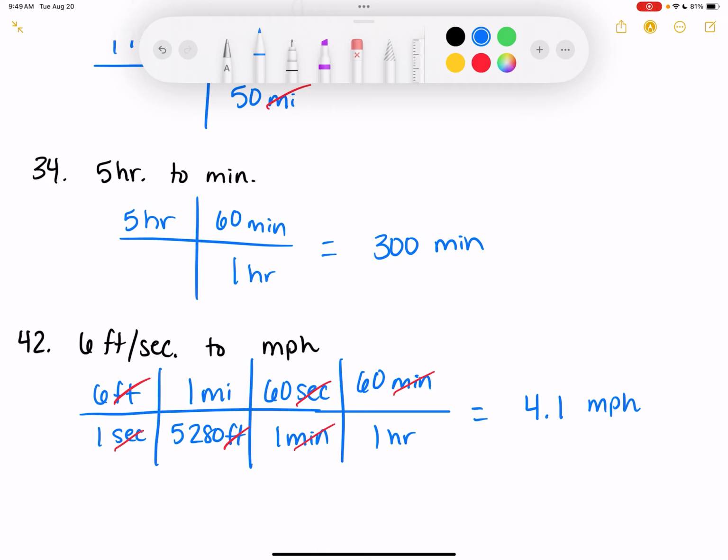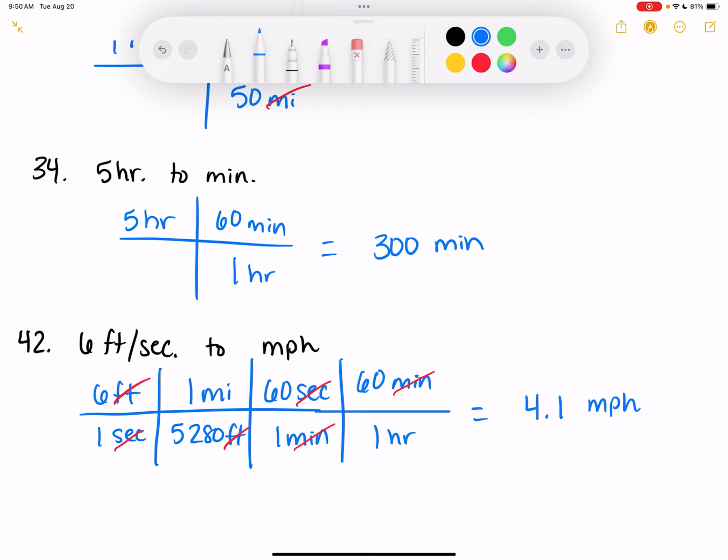So you do 6 times 60 times 60, and then divided by 5,280. Anything across the top is being multiplied. Anything on the bottom is being divided by whatever's on top. This makes it a little bit more sense. Tic-tac-toe. All right, any questions?